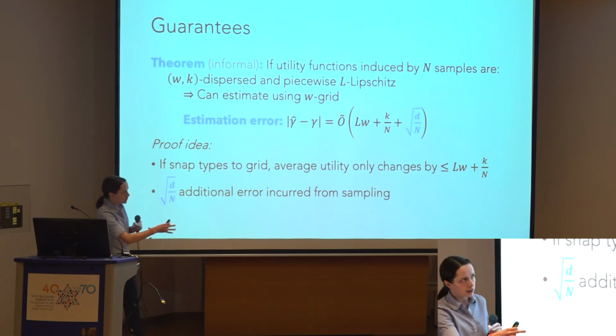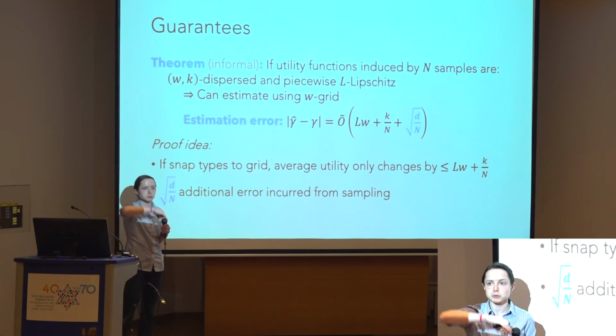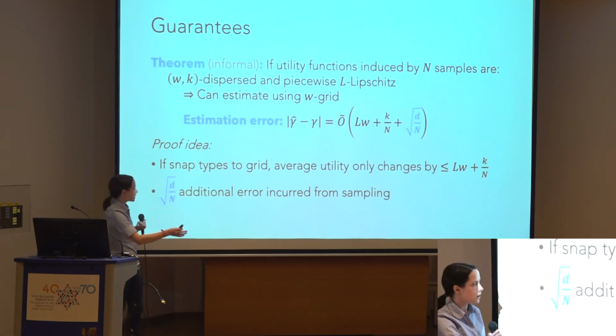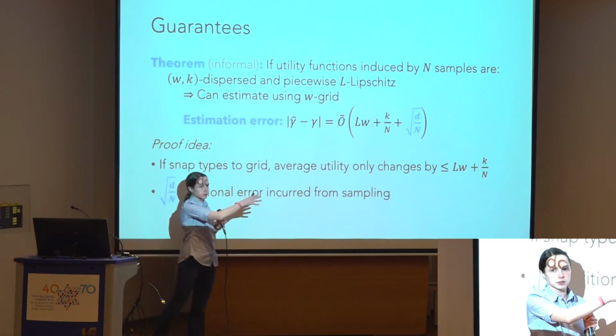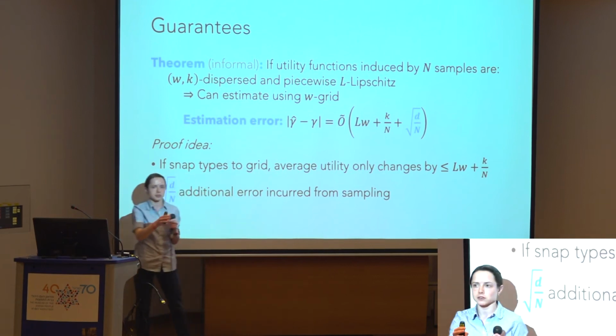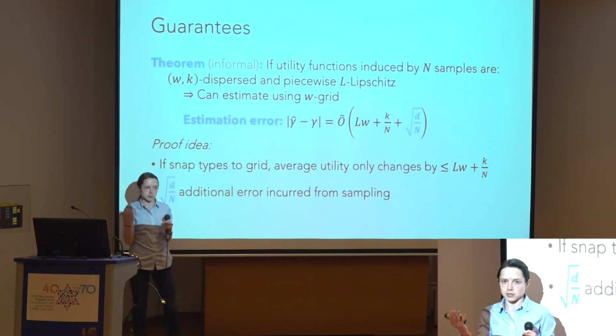Next, since we don't actually know the distributions over agent types, we're just sampling from this distribution, and we're going to incur another square root of d over n additional error from sampling. And perhaps the square root of d over n term looks familiar from Nina's talk today.